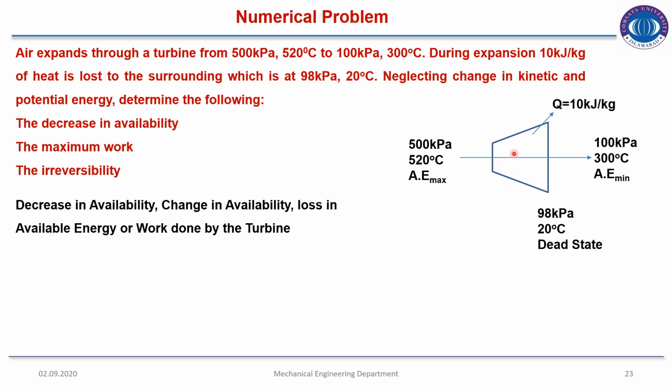So here you can see the turbine schematic diagram is shown. The inlet properties are on the left hand side, the outlet properties are on the right hand side. The Q amount of energy that is lost into the environment is shown by the arrow. The properties of the environment or dead state are also mentioned here. So decrease in availability, change in availability, loss in the available energy, or work done by the turbine in this case, all these four things mean the same.